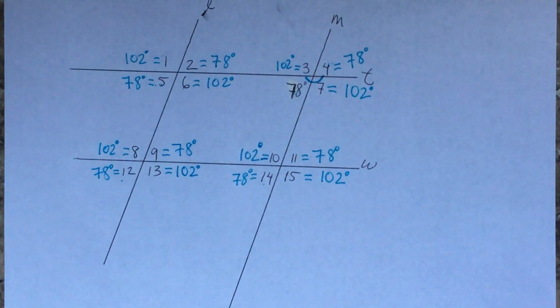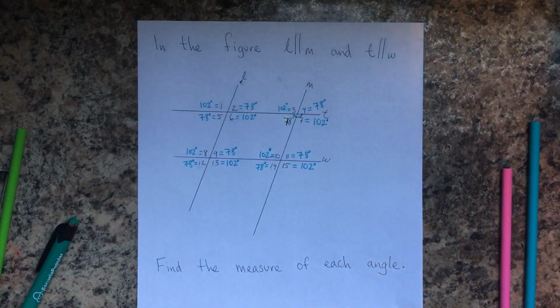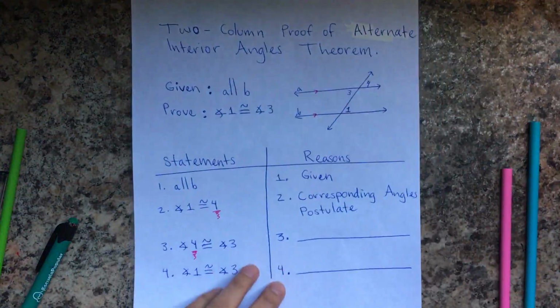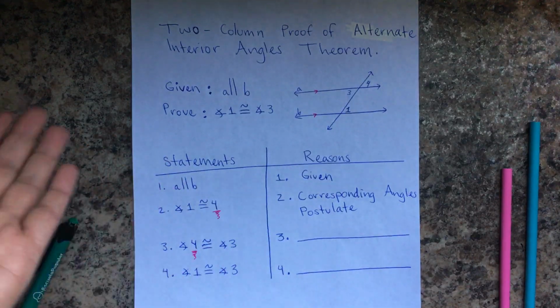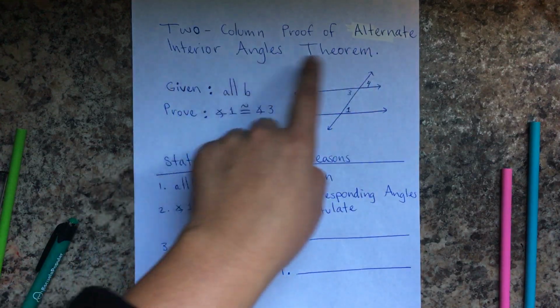Okay, so last but not least, we're gonna do a proof, because that's what geometry is all about. Proofs, making sure that you know where they come from. And it's half completed already, so you get familiar with this. So again, we're using the two-column proof of alternate interior angles theorem.